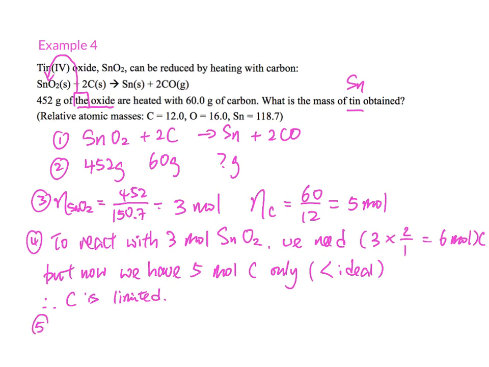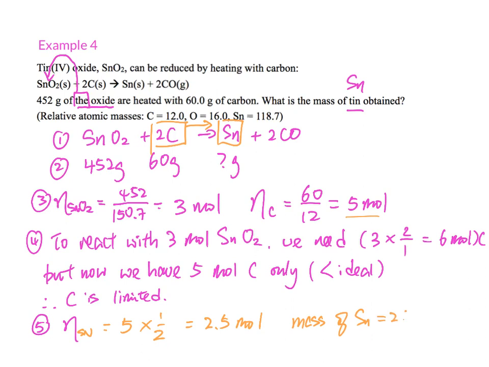And then this time we use C to calculate Sn. So the number of moles of Sn will then equal 5 divided by 2 times 1, so 2.5 mole. And then the mass of Sn will then be 2.5 times 118.7, and the answer will be 296.75 gram.